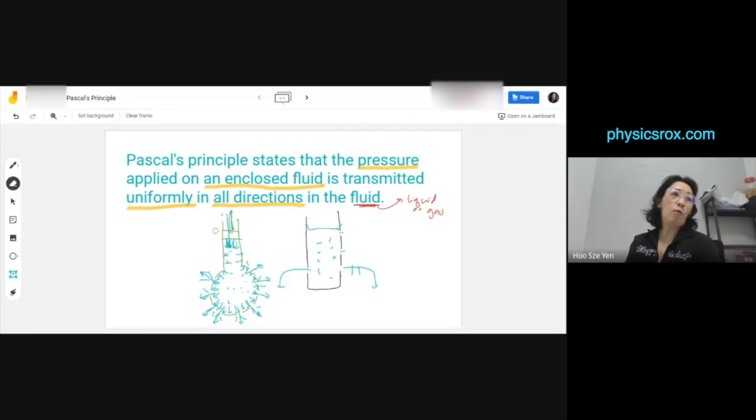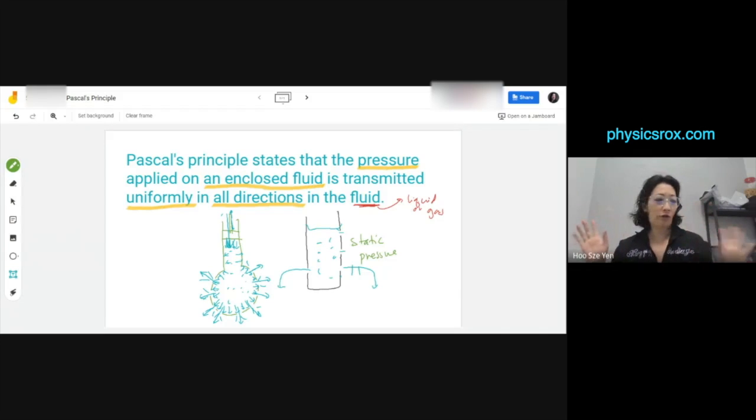But what we're learning now is different. It looks the same, but why is it different? Because this is static pressure. Static pressure means we don't apply anything. You fill up the water inside, you leave it. The water exerts a pressure due to its depth, its density, and the gravitational acceleration, h rho g.